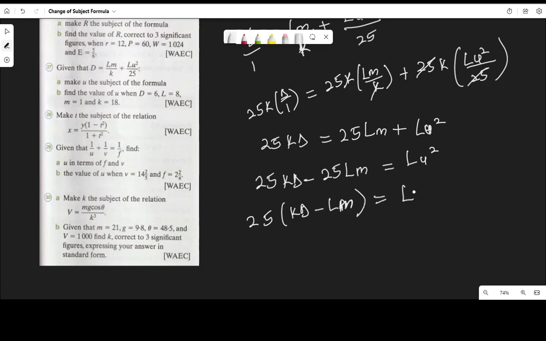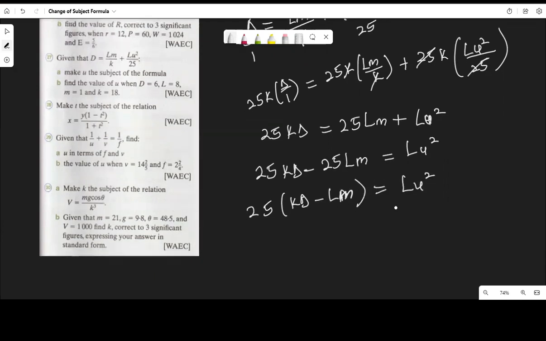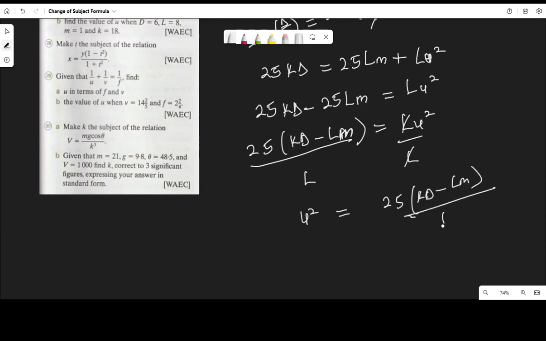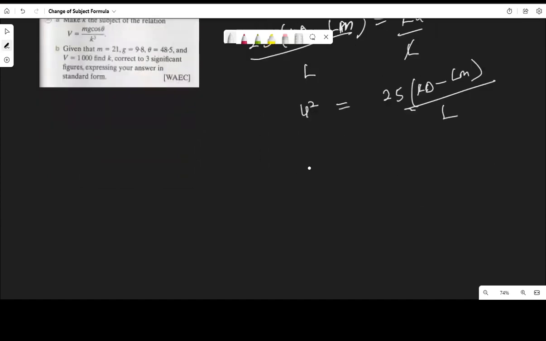equal to Lu squared. To get u, we divide both sides by L. By L, u squared is equal to 25 times (KD minus Lm) all over L. To get rid of this square, we need to take the square root of both sides. So that u will be the square root of 25 (KD minus Lm) over L.